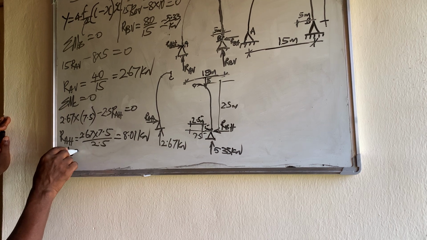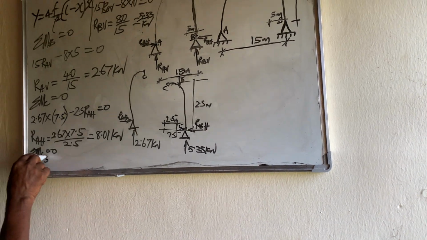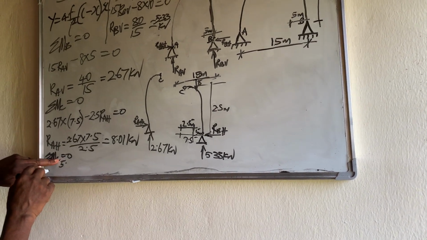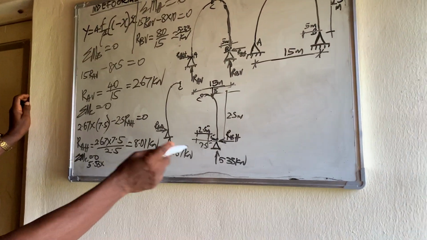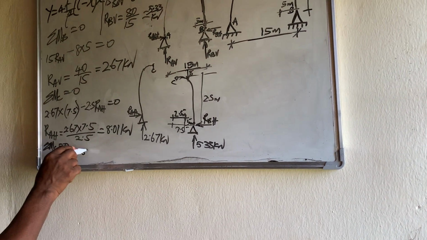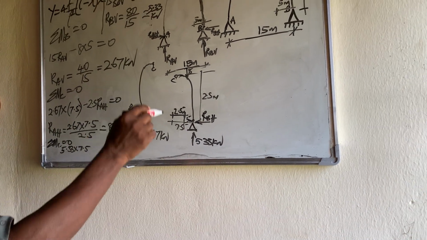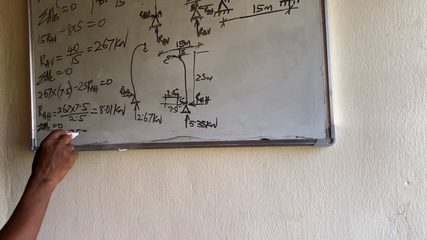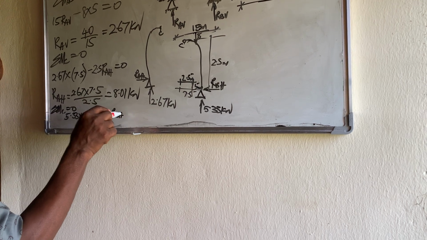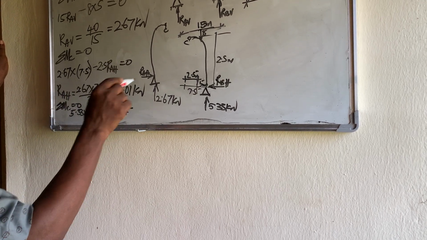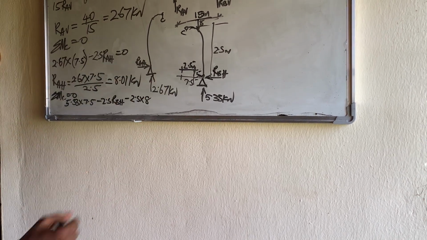above C now is equal to 0. This is C. So we have 5.33 times the distance, that is 7.5. 7.5 is going to turn this way, but then minus, to this point, that is 2.5 RB horizontal, minus 2.5 times RB, the horizontal distance of that.